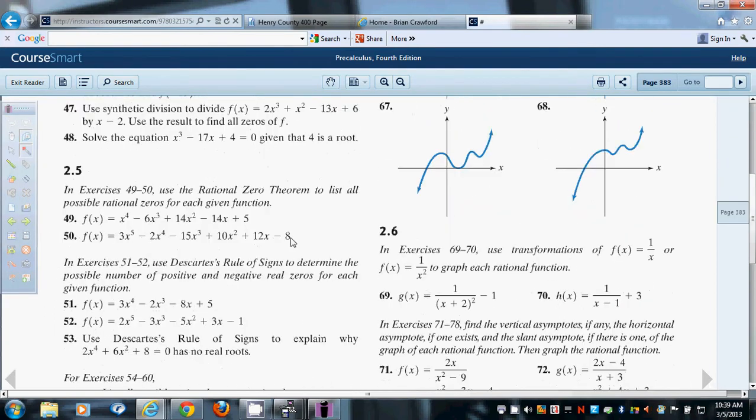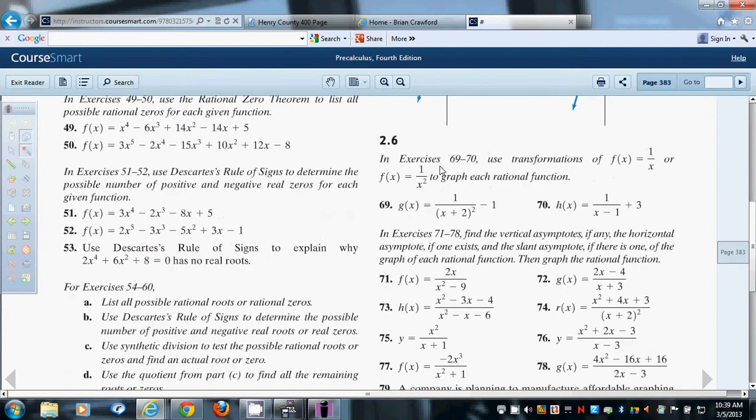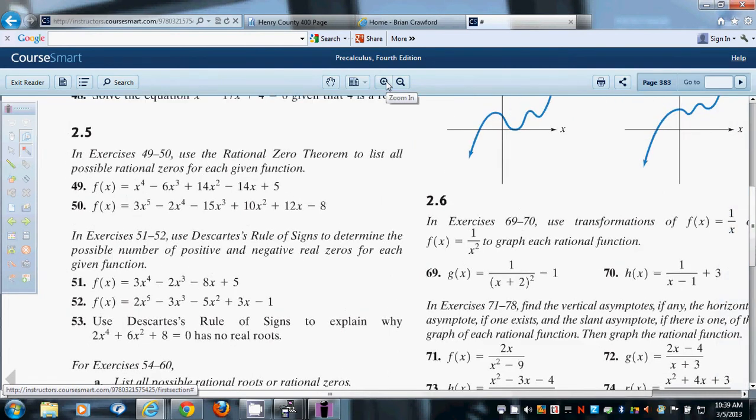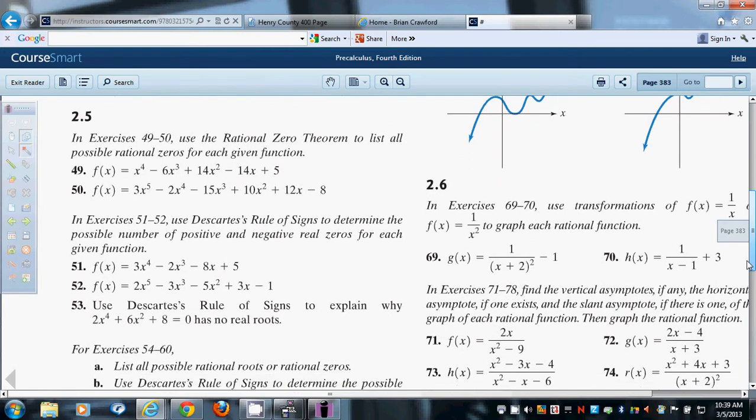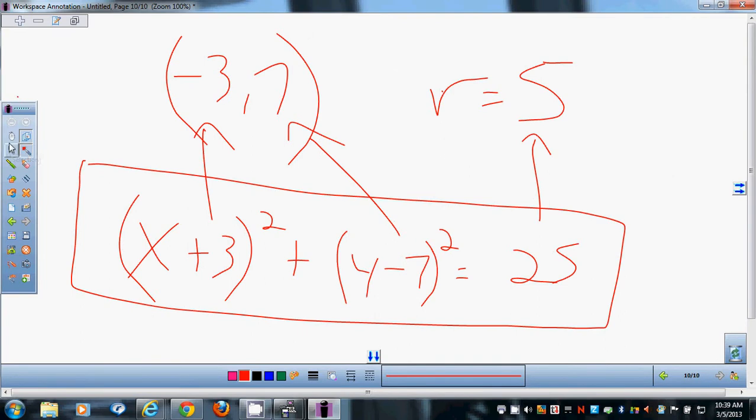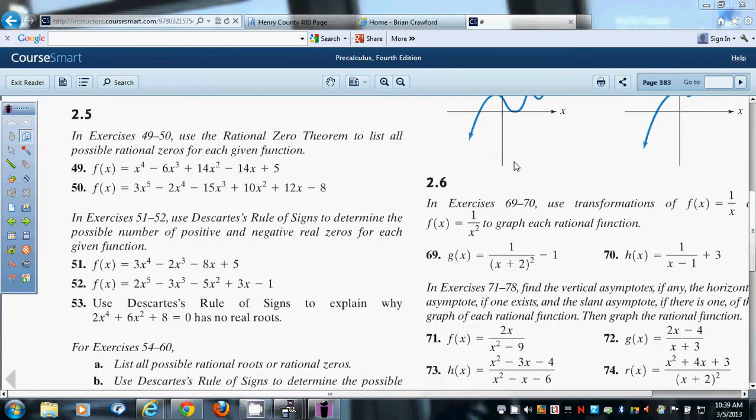Now, in light of the fact that you can now use a calculator for most of these graph things, which is what we did yesterday, I'm going to be looking for questions to see if you can also still do it by hand, which is why numbers 49 and 50 will be very enticing for me, because all you have to do is list your P over Q's, which is an easy question, but you can't use the calculator for it. So, number 49, list all the possible rational zeros. Who can tell me how to do that?